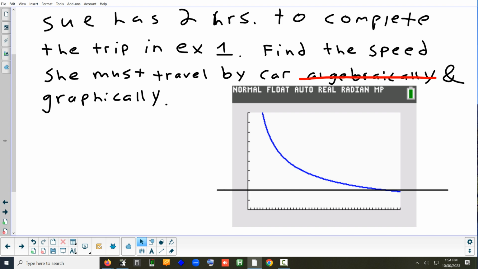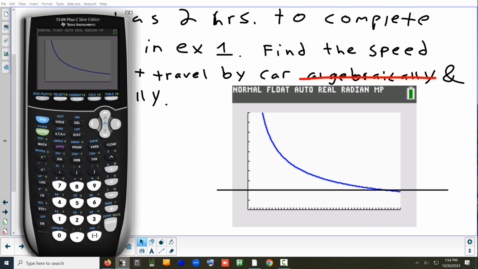So how am I going to do that on the calculator? Make a line y equals 2. If you want to know how fast to go to complete the trip in 2 hours, put a marker at 2 hours. If it didn't quite hit it, which I think it does here, it's good enough. You could just go a little bit further to the right. All right. So we got a mark at 2, and now what do we want to do?